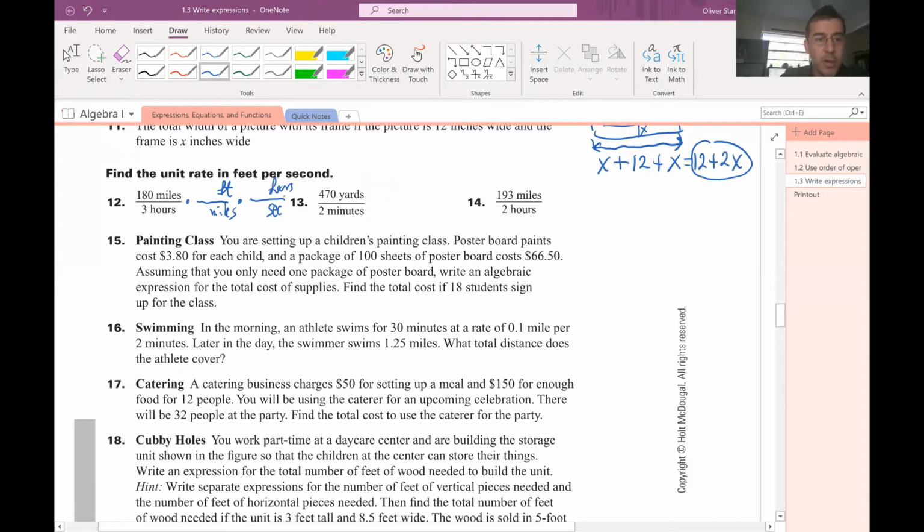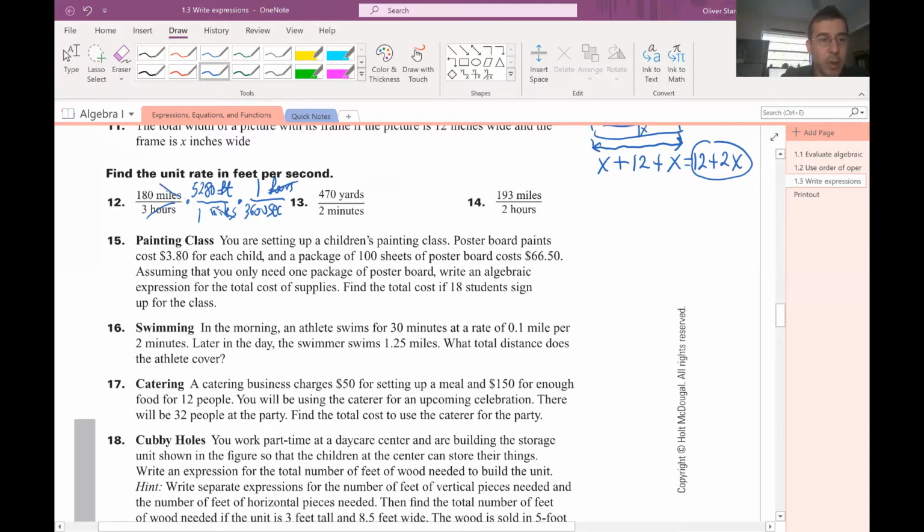So 1 hour is how many seconds? 1 hour has 60 minutes. 1 minute has 60 seconds. So 60 times 60, that's 3,600. Hours and hours are going to cancel out. And then miles, 1 mile has 5,280 feet. So miles and miles are going to cancel out.